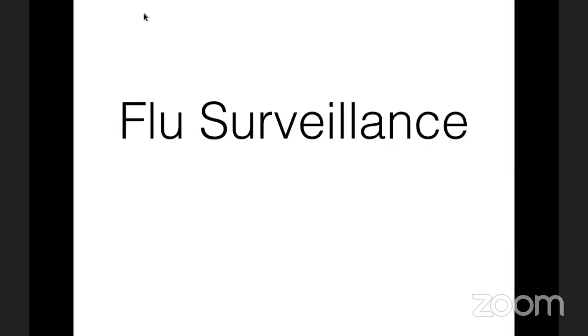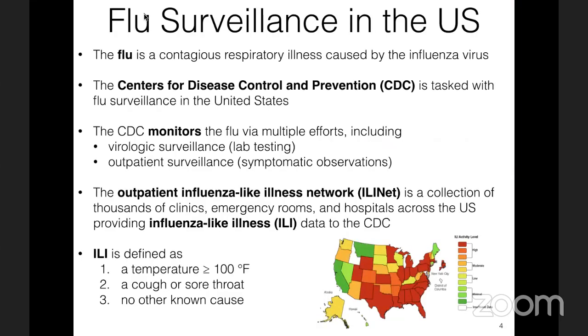Jumping right into it, flu surveillance in the United States. The flu is a contagious respiratory illness caused by the influenza virus. This affects millions of people every year in the United States, hospitalizing hundreds of thousands of people and killing tens of thousands of people in a typical year. The CDC is tasked with flu surveillance in the United States. Think of basically anything that you can measure. The CDC keeps track of what flu strains are circulating, where they're circulating, and at what levels they're circulating.